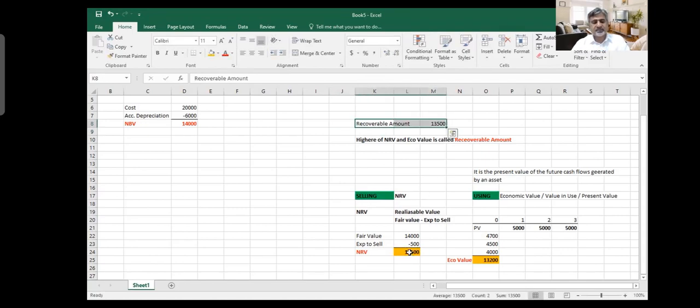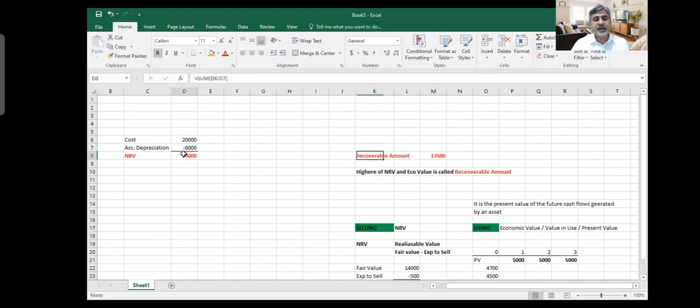You know, the name says it all. Recoverable: what you can recover from this asset, what maximum you can recover from this asset, what this asset can give you. 13,500 this asset can give you. Now that's very clear that if I use the asset, I get 13,200. If I sell the asset, I get 13,500. The maximum I can get from the asset is 13,500.